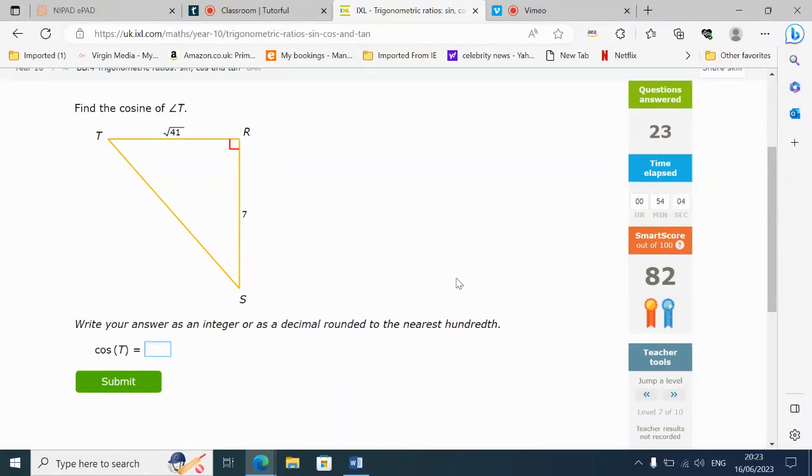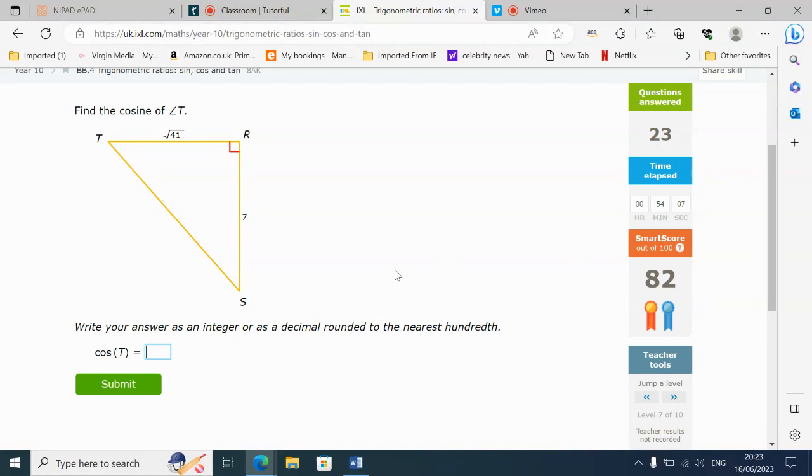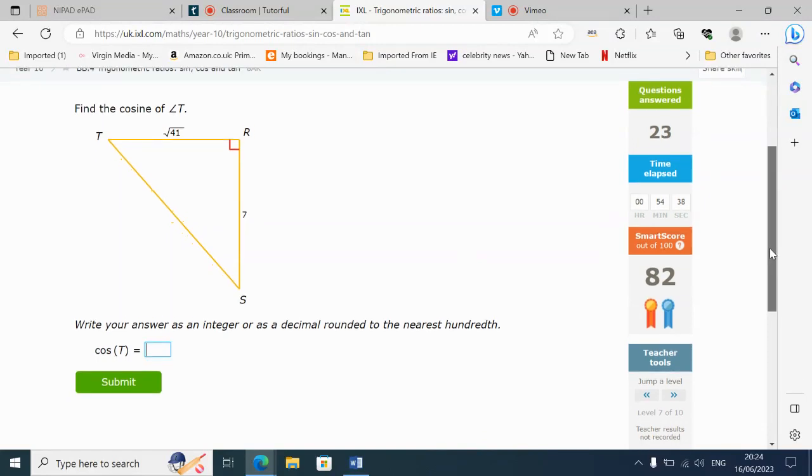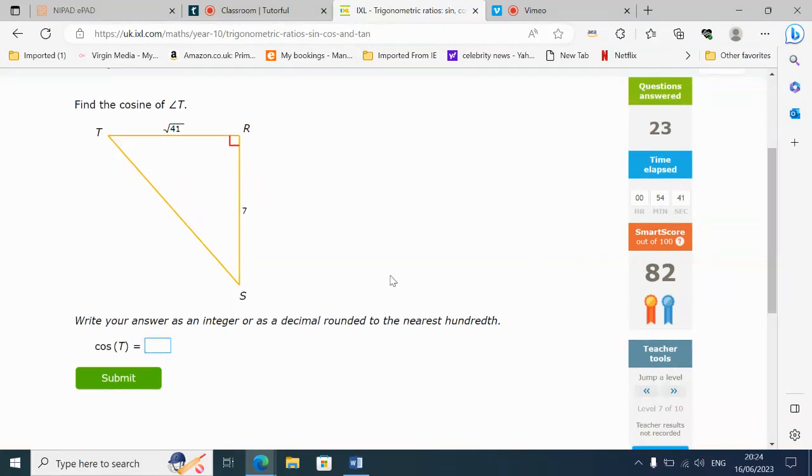Okay, now they're getting harder. So cos. Cos is adjacent over hypotenuse. So adjacent would be square root 41. And hypotenuse would be 7. Wait a minute, no, it wouldn't. It'd be the missing side. We need to find out the length of TS, the hypotenuse.